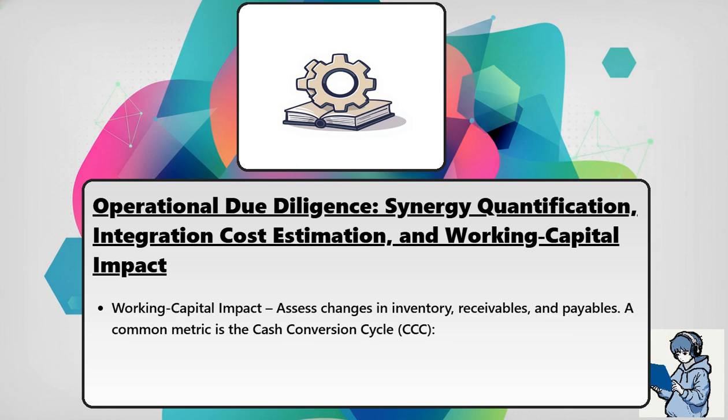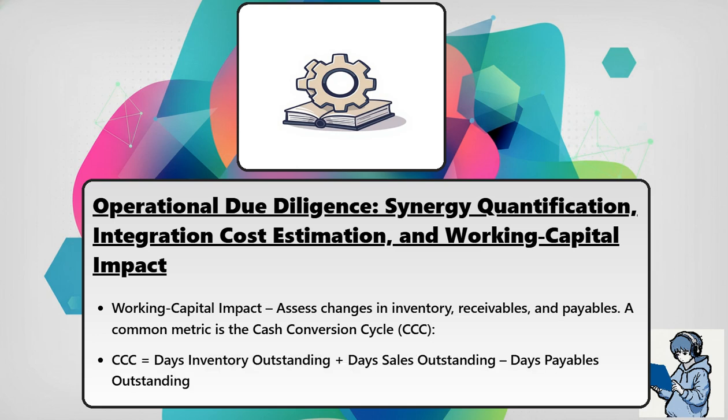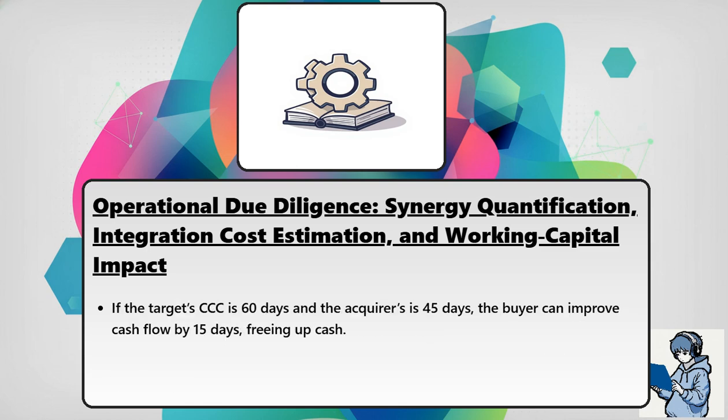Working capital impact: assess changes in inventory, receivables, and payables. A common metric is the cash conversion cycle, CCC. CCC equals days inventory outstanding plus days sales outstanding minus days payables outstanding. If the target CCC is 60 days and the acquirer's is 45 days, the buyer can improve cash flow by 15 days, freeing up cash.